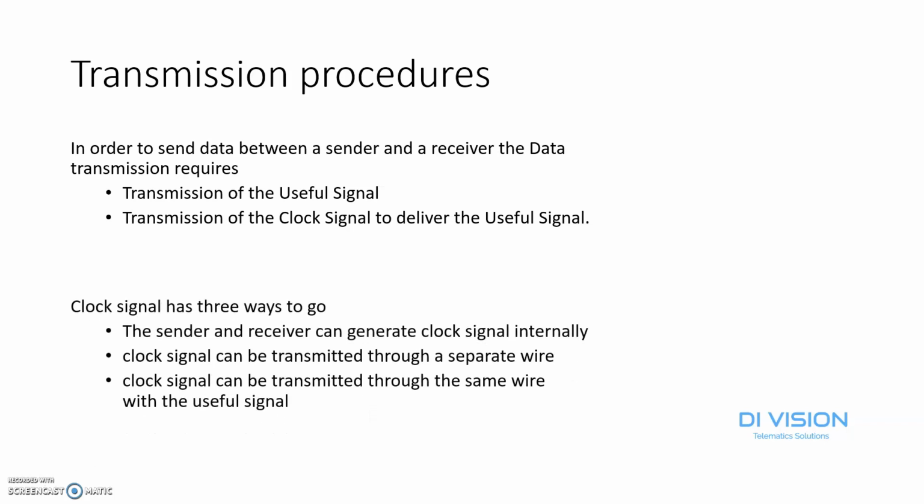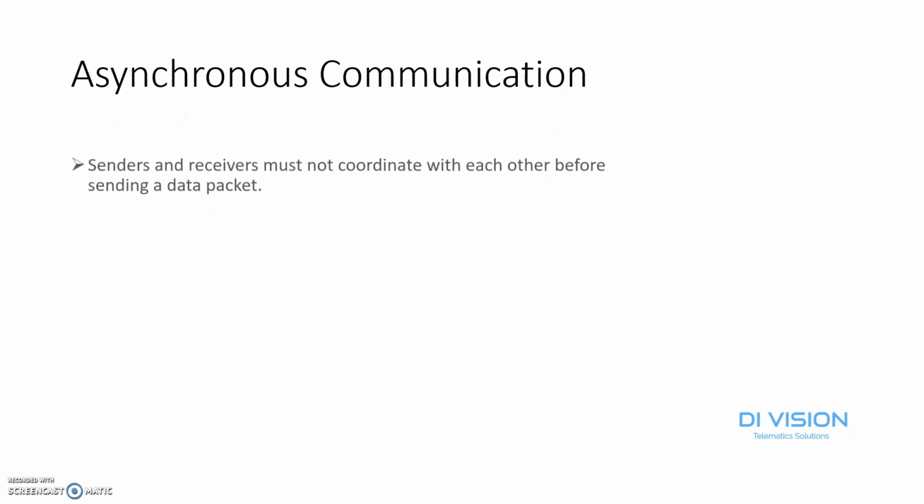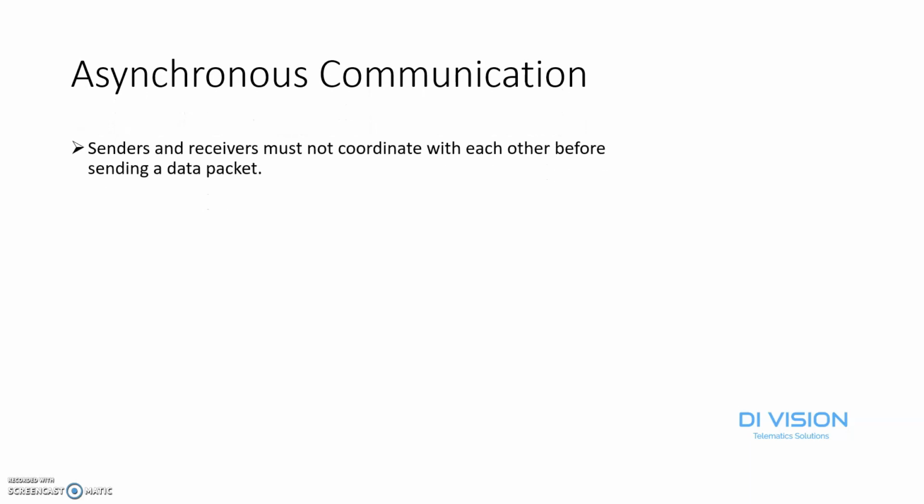So the clock signal has three ways to go. The sender and receiver can generate clock signals internally. The clock signal can also be transmitted through a separate wire, or it can be transmitted through the same wire with the useful signal. And in this third case, it is referred to as recovery of the clock signal from the useful signal. So first of all, we'll take a look at asynchronous communications.